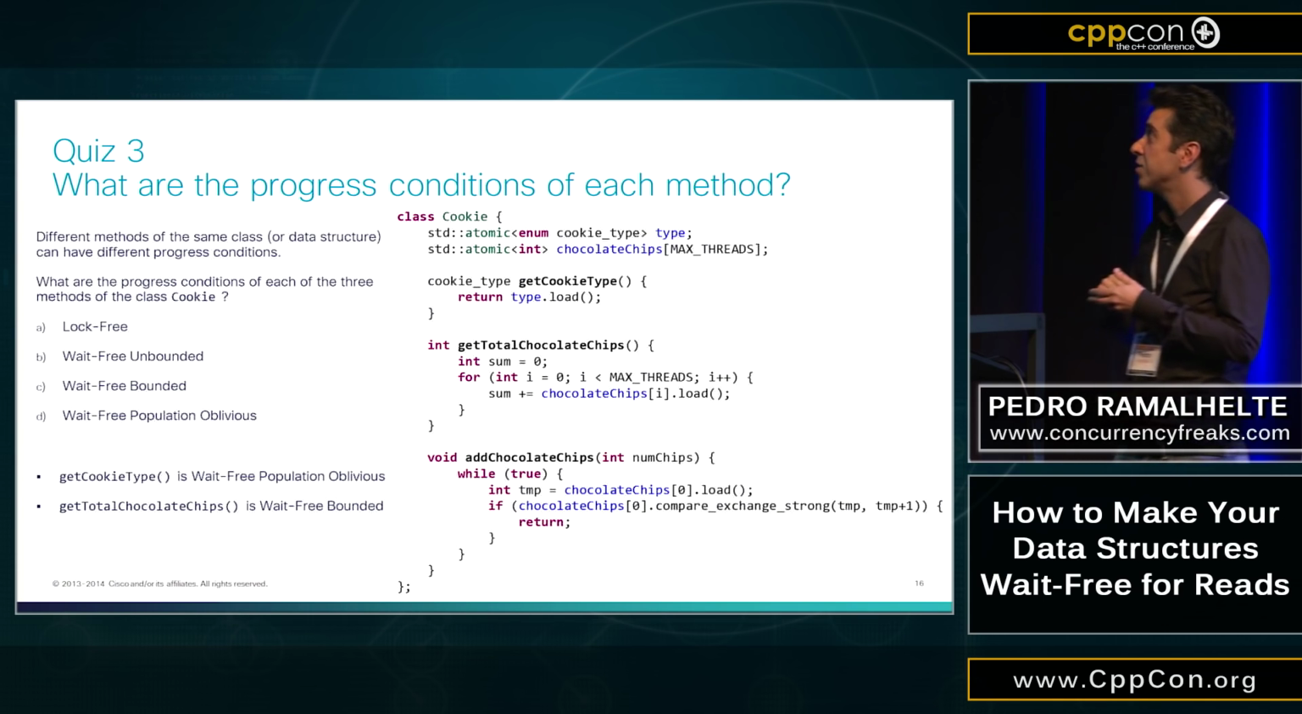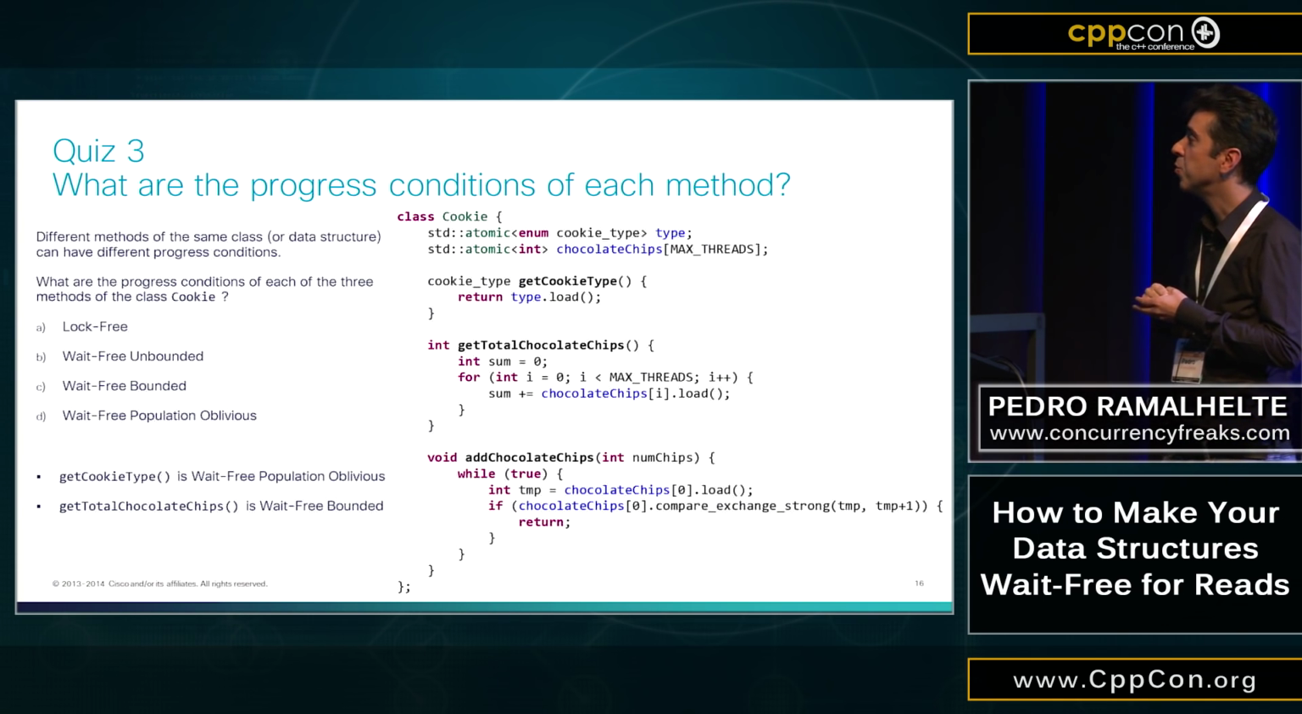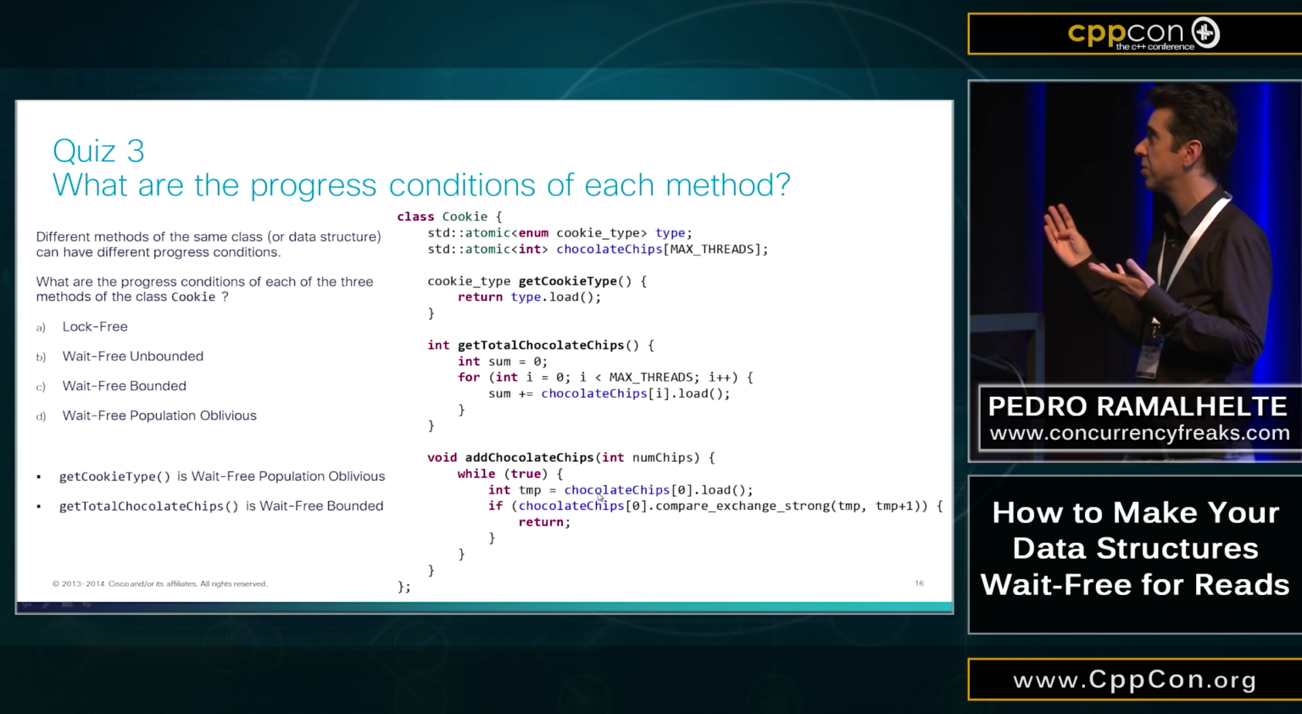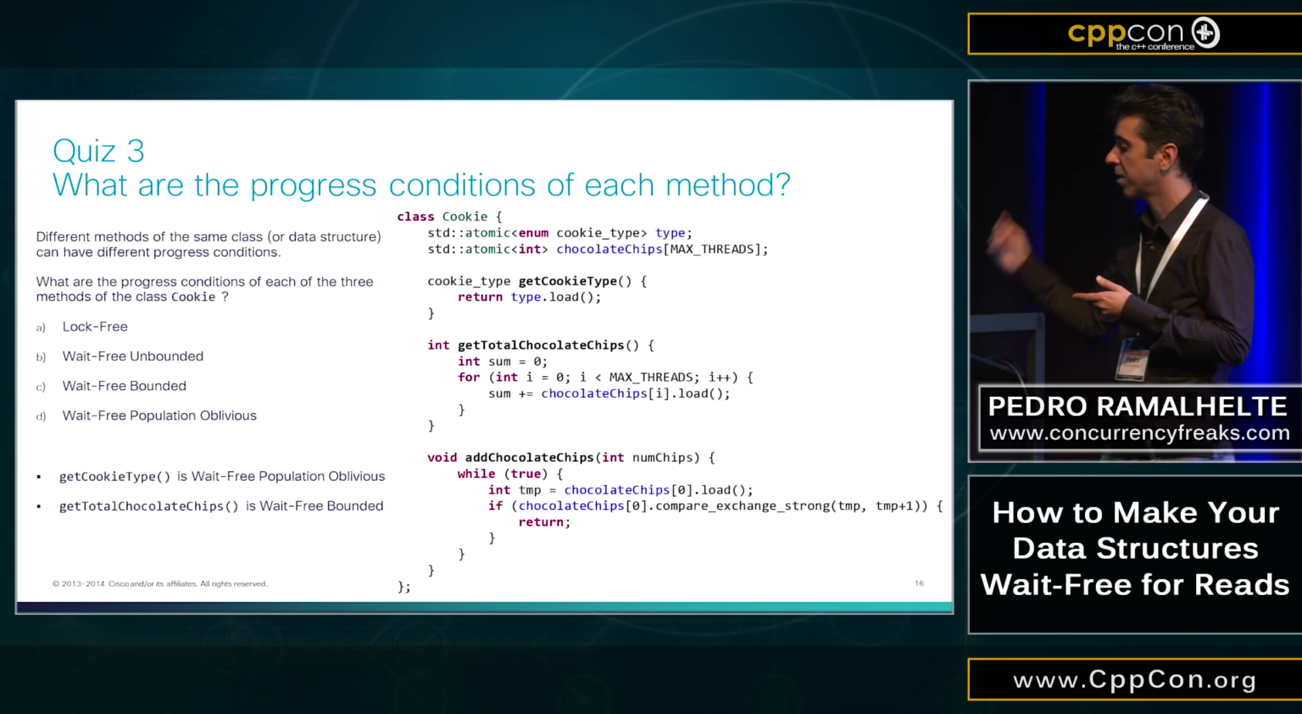And then you have addChocolateChips, which is doing a load on the chocolate chips, the first entry in this array, and then just incrementing by 1 using a compare and exchange.